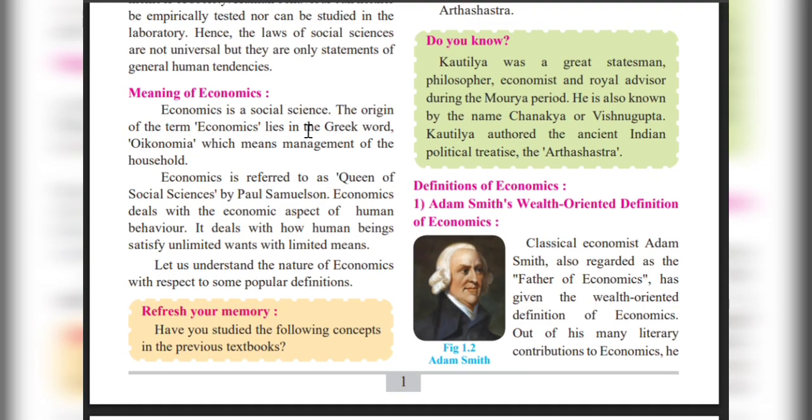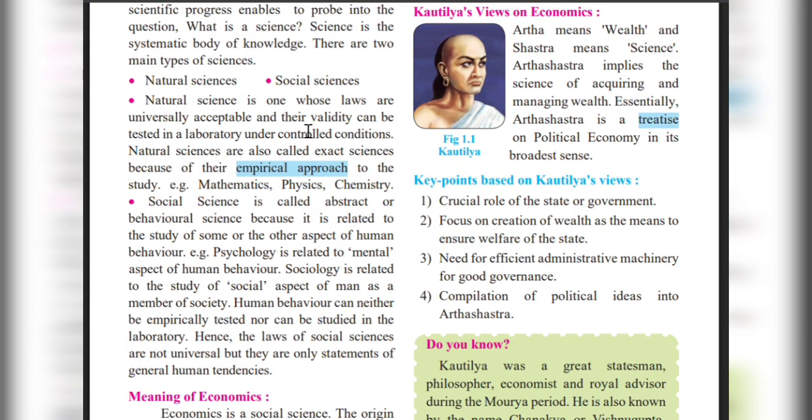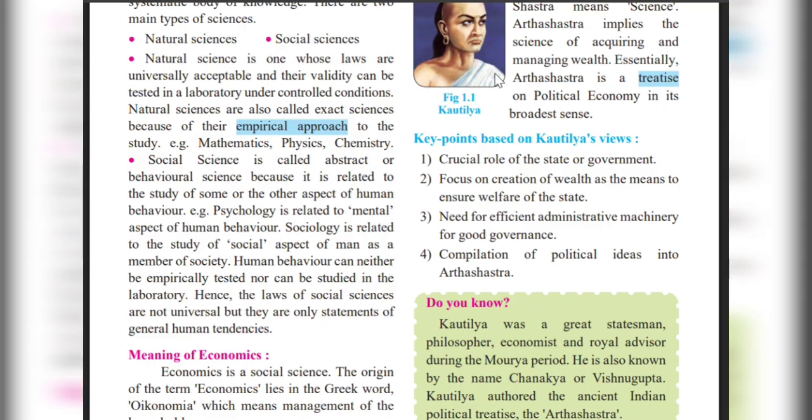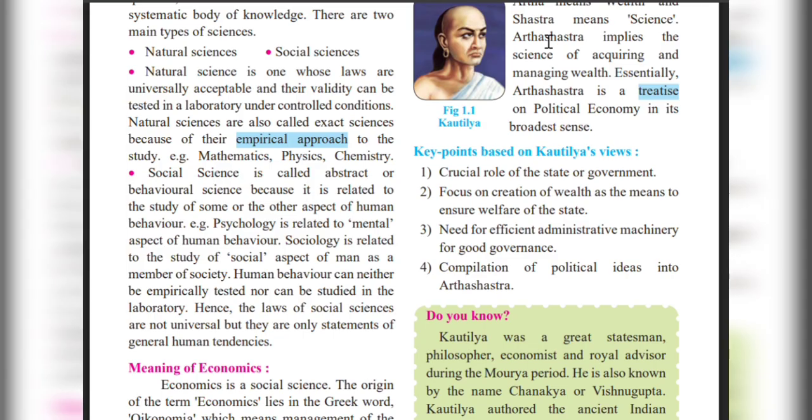Next we have Kautilya's views on economics. He says Arth means wealth and Shastra means science. It is the Arthashastra, the science of wealth. Essentially, Arthashastra is a treatise on political economy in its broadest sense. Long before modern economists, India already had economic thinkers, and one of them, Kautilya, also known as Chanakya, wrote Arthashastra. As we discussed, Arth means wealth and Shastra means science. So Arthashastra means science of wealth management.